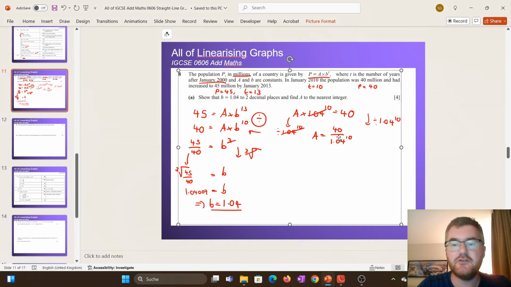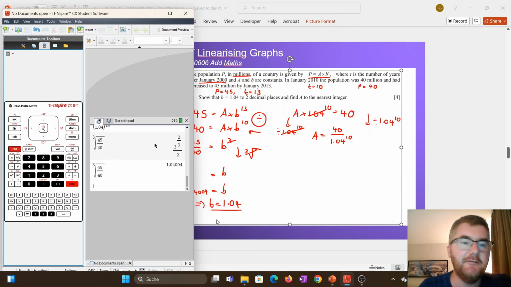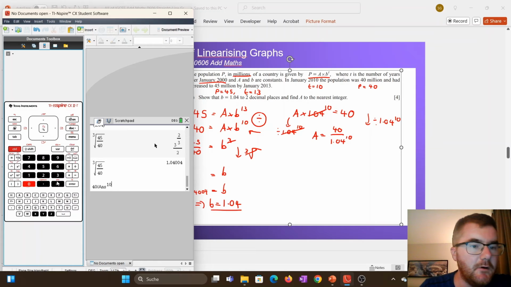So we go back to that trusty calculator of ours. I love using the answer button. Nothing better. So we get 40 divided by our answer to the power of 10.